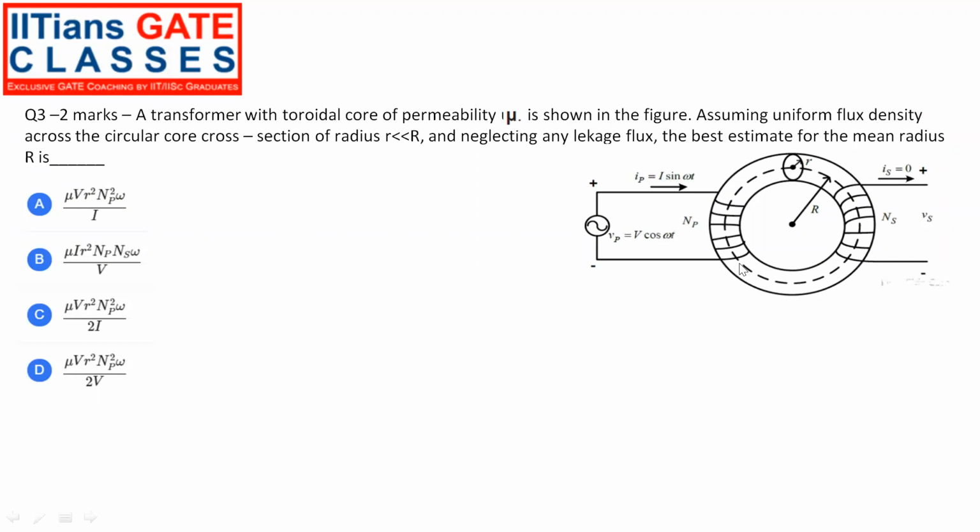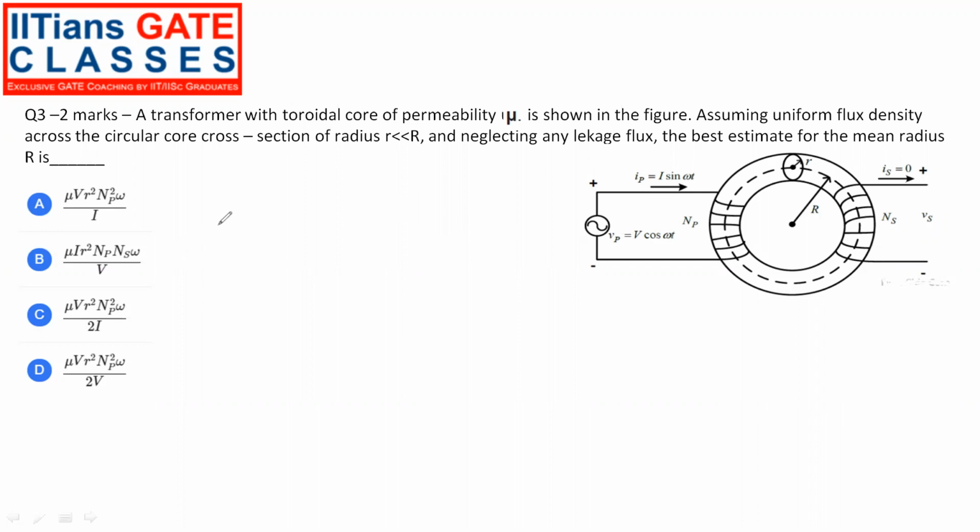So the next question is a 2 marks question and it is also from transformers. So what does the question say? A transformer with a toroidal core of permeability mu is shown in the figure. Assuming uniform flux density across the circular core, the cross section radius r (small r) is less than or equal to capital R, and neglecting any leakage flux, they are asking us to find the best estimate for the mean radius capital R.